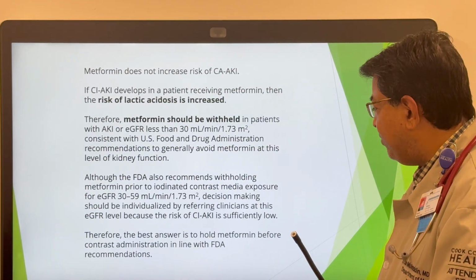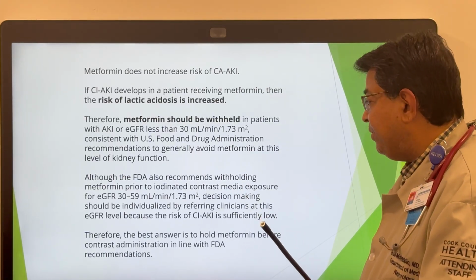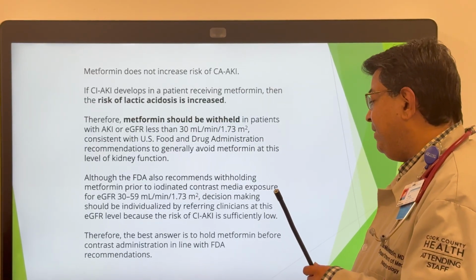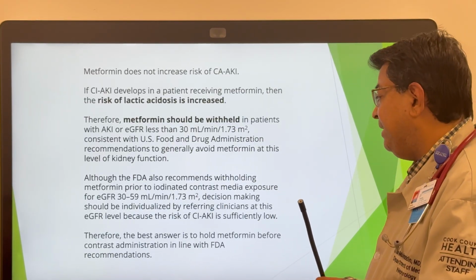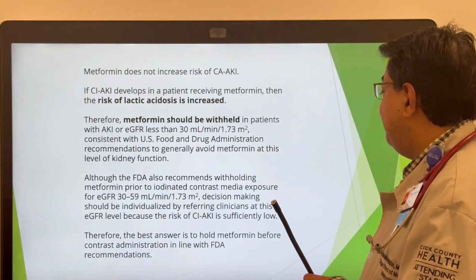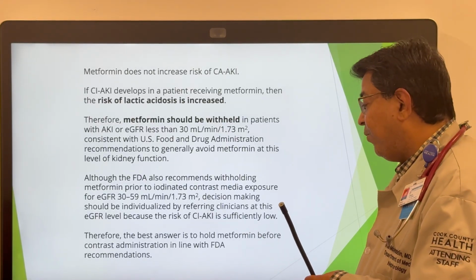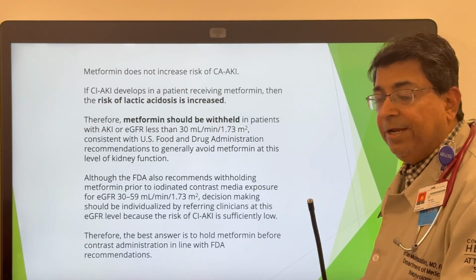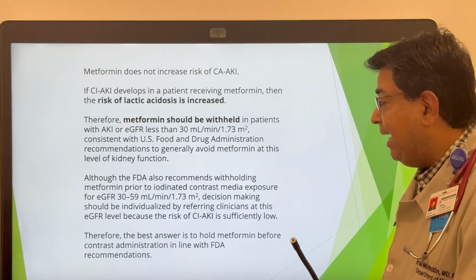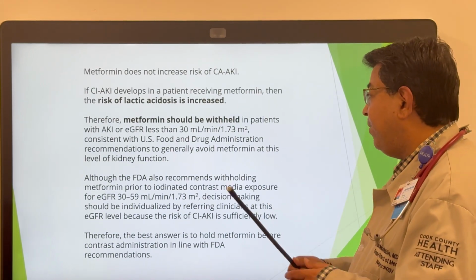Although the FDA also recommends withholding metformin prior to iodinated contrast media exposure for GFR 30 to 59, decision-making should be individualized by referring clinicians at this GFR level because the risk of contrast-induced nephropathy is sufficiently low. Therefore, the best answer is to hold metformin before contrast in line with FDA recommendations. The other medications can be held and may be prudent to hold, but definitely metformin should be held.